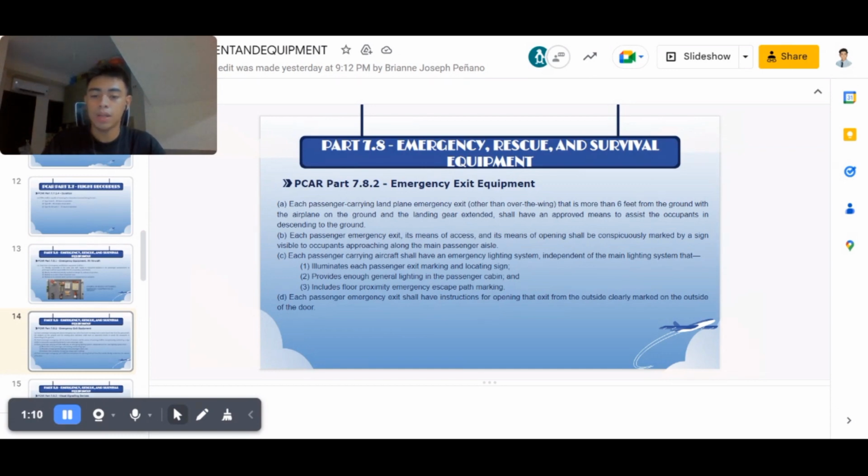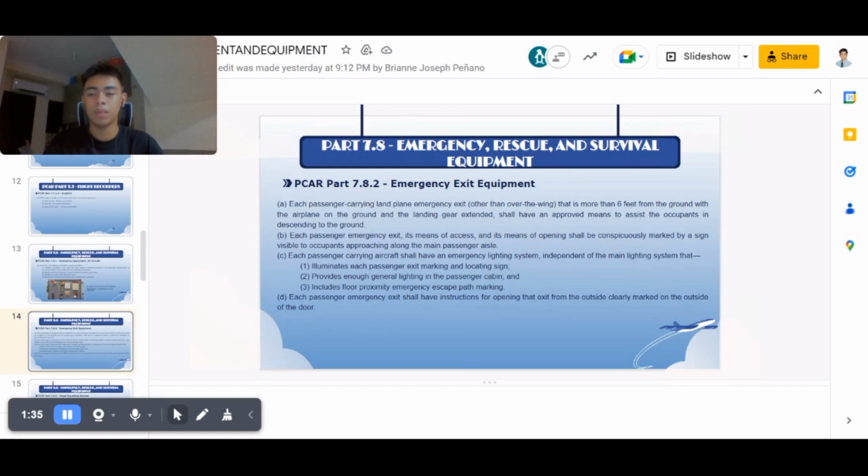Number three is each passenger carrying aircraft should have an emergency lighting system. So napaka-importante ng ilaw lalo na pag nasa loob tayo ng cabin. So the number one is it should illuminate each passenger's exit marking and locating sign. Kapag kunyari madilim na, syempre kailangan makita ng mga pasahero kung saan sila pupunta, kung ano yung mark neto na ganyan. Next is to provide enough general lighting for the passenger in the cabin.